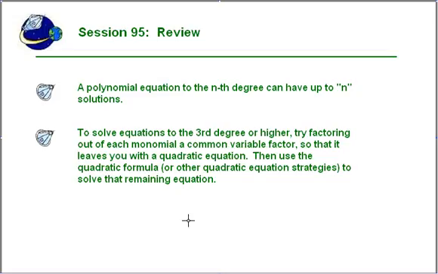Over to our review: a polynomial equation to the nth degree can have up to n solutions. So if n were 9, if we had a polynomial equation to the 9th degree, that equation can have up to 9 solutions. If we have a polynomial equation that's a quadratic, which would be to the 2nd degree, we can have up to 2 solutions, and so on.